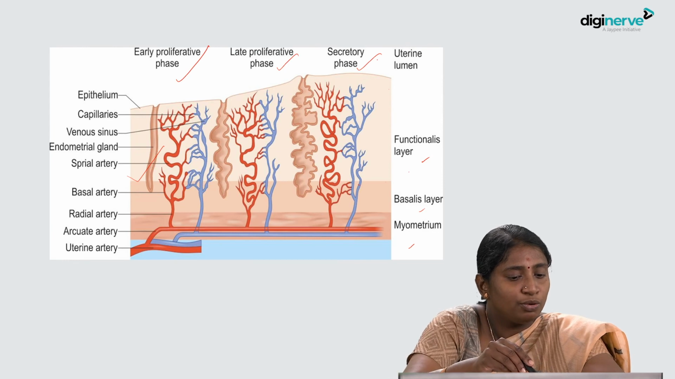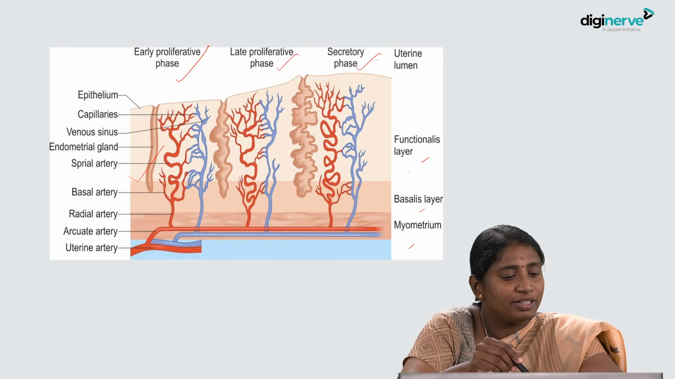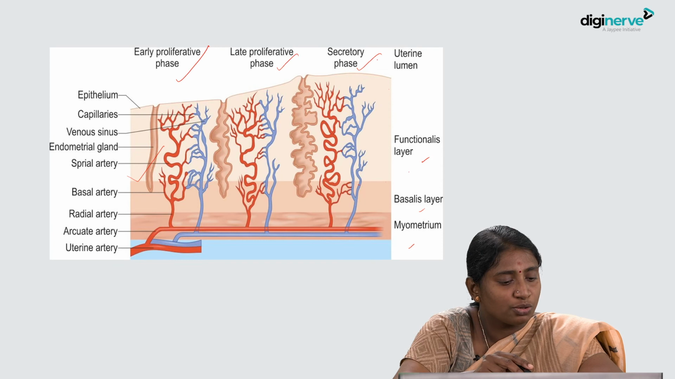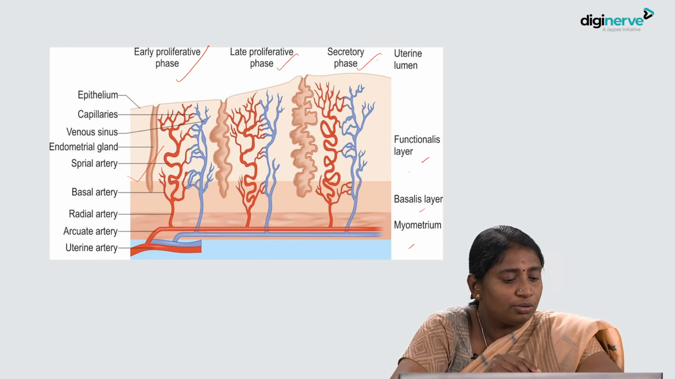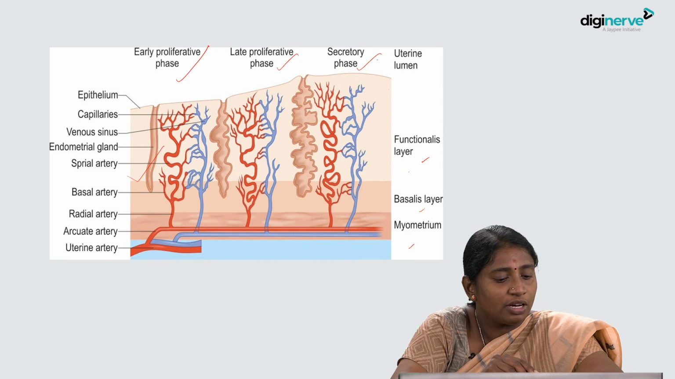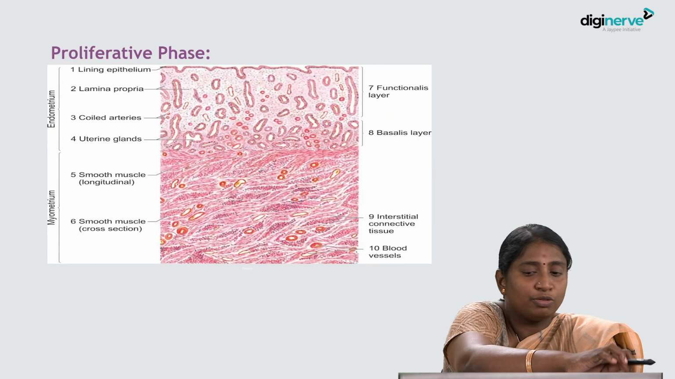The blue color is capillaries, red and blue are the capillaries and venous sinus, and the brown color is endometrial glands. Spiral arteries are shown here, and the basal artery as you go down. As you all know, the uterine artery divides into arcuate, radial and basal arteries and spiral arteries, and we will move on to the next.